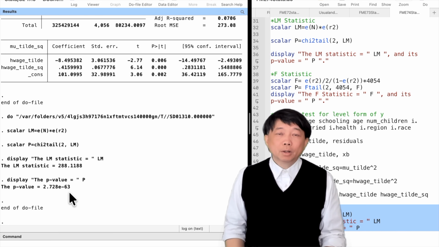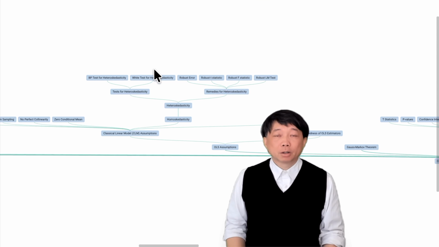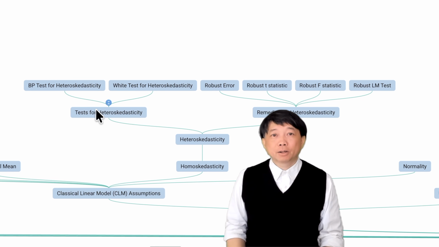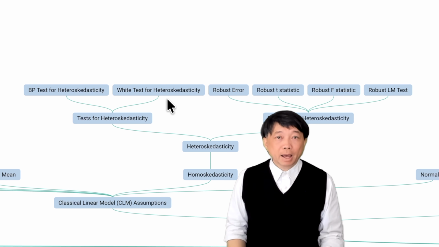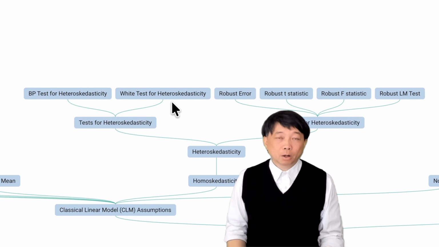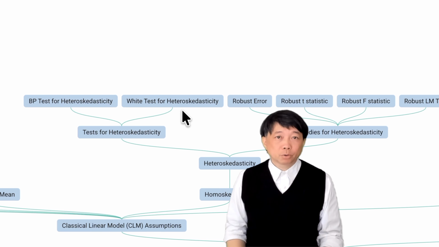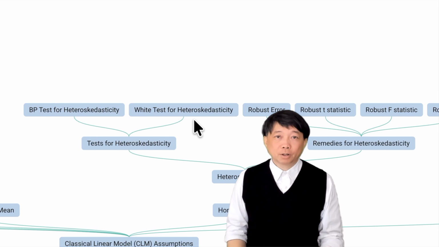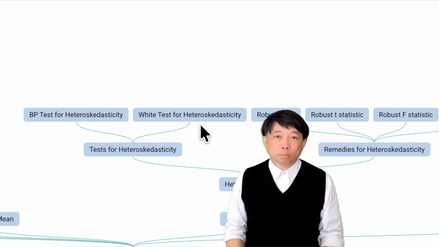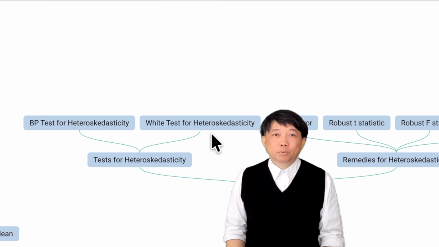Today, we explored the White test for heteroskedasticity. In the auxiliary model, we regress the squared residual on the fitted value and its square term. Then we compute the LM or the F statistic for the overall significance of the auxiliary model. If the statistic is large and the p-value is close to 0, we reject the null hypothesis of homoskedasticity and conclude that the original model exhibits heteroskedasticity.